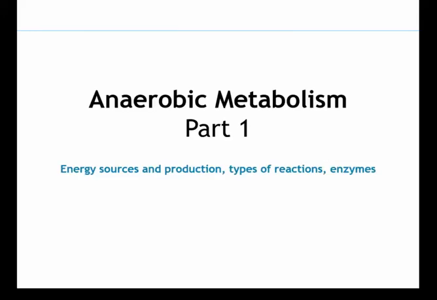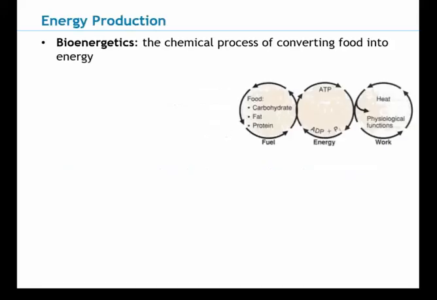So let's get started with part 1. You can see here energy sources and production. We're going to also go through types of reactions, and then a little bit about enzymes. So first, bioenergetics. Let's discuss what this term means. We see here the chemical process of converting food into energy. Another way to explain it is it's the flow of energy in a living system. And it's also just referred to as metabolism. That's what we talk about more often.